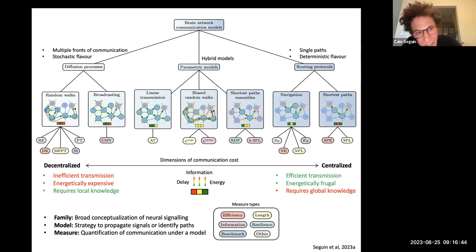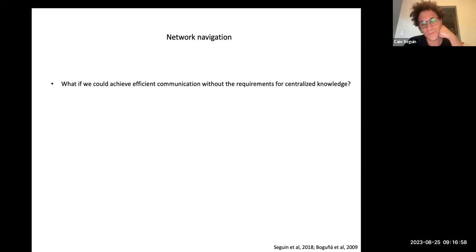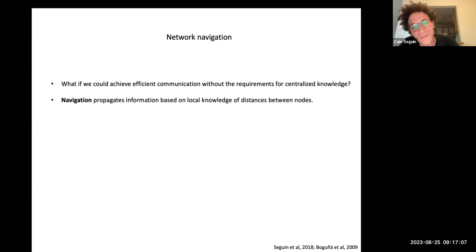I am going to explain in a little more depth two of these models, and I think that will help fix some of these concepts. The first one is work that I did in my PhD with Andrew Zaleski, the idea of network navigation. What if we could achieve efficient communication without needing to know the entire network topology? The idea of navigation is that you send signals based on a measure of distances between nodes that you only need to know locally.